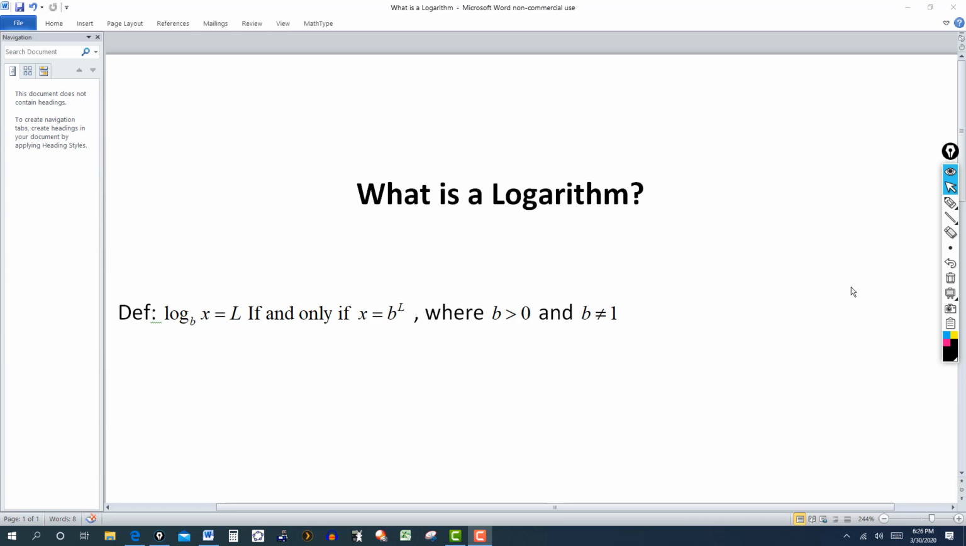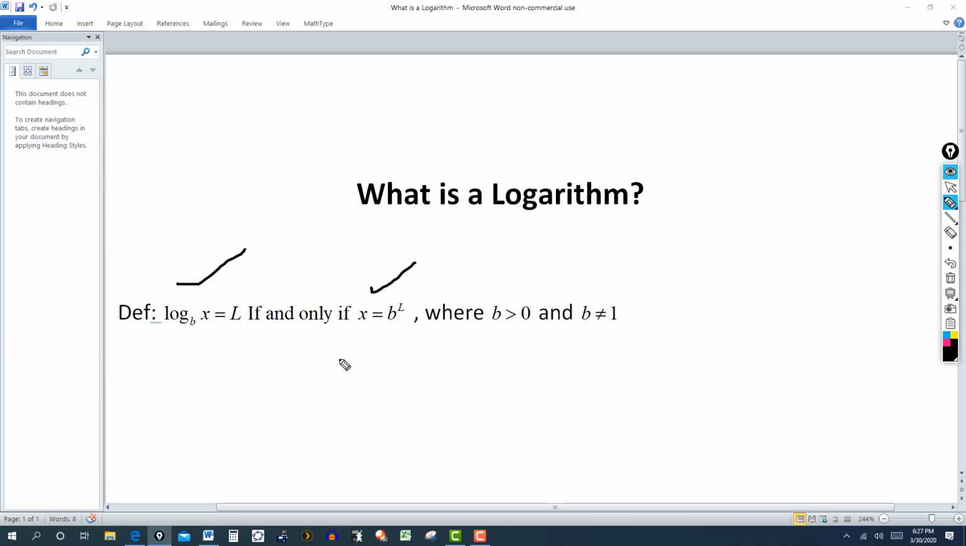This right here is called the logarithmic form. And this right here is called the exponential form. And the condition must be that b must be a positive number, and it cannot be equal to 1. So it could be a fraction, 1/2, 1/3. It could be base 10, base 45, whatever, as long as it satisfies these conditions.